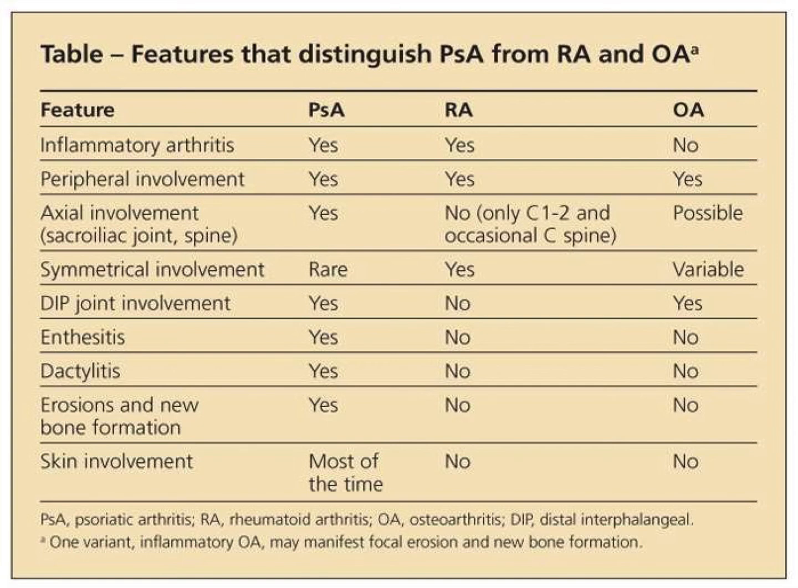This is a table showing features that distinguish psoriatic arthritis from rheumatoid arthritis and osteoarthritis. Here we can see that the distal interphalangeal joint is more commonly involved in psoriatic arthritis. Enthesitis is more common in psoriatic arthritis. Dactylitis and erosion and new bone formation are more common in psoriatic arthritis, along with skin involvement.